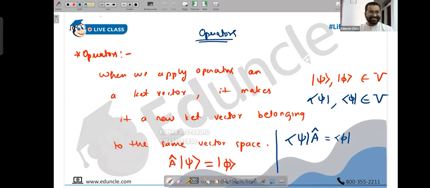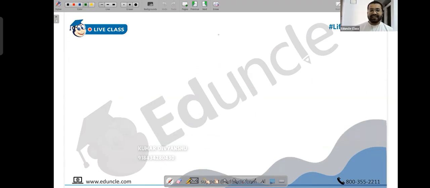Okay. Proceeding ahead. Sir, can the operator sit on the right side or the left side? Basically on the right side of a bra vector and on the left side of a ket vector. This is just a convention. But when IITs are concerned, nobody is going to ask you convention. They are going to ask you the final answer. So in theory, however you write, it doesn't matter. Convention is it will be on the right of the bra and on the left of the ket.